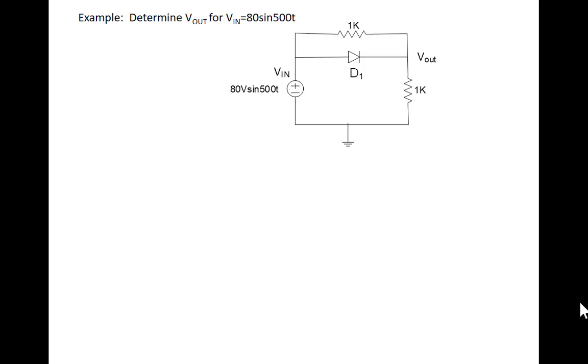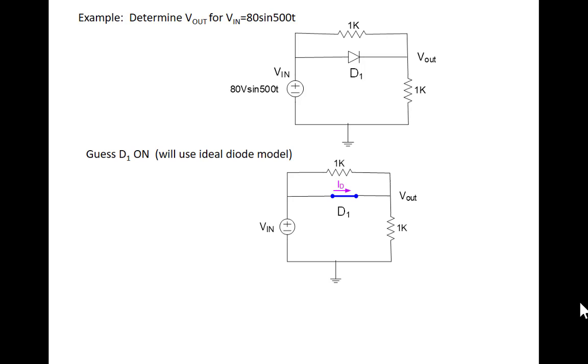So I want to determine V out. Now, if the input's time varying, we'd expect the output to be time varying as well. So I'm going to guess that diode D1 is on, and so I can put in the model for the diode. Since it's an ideal model, when it's on, it's a short circuit.